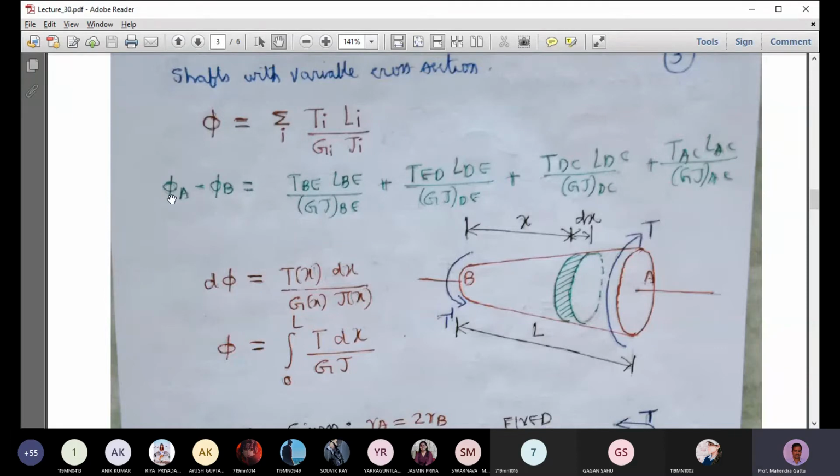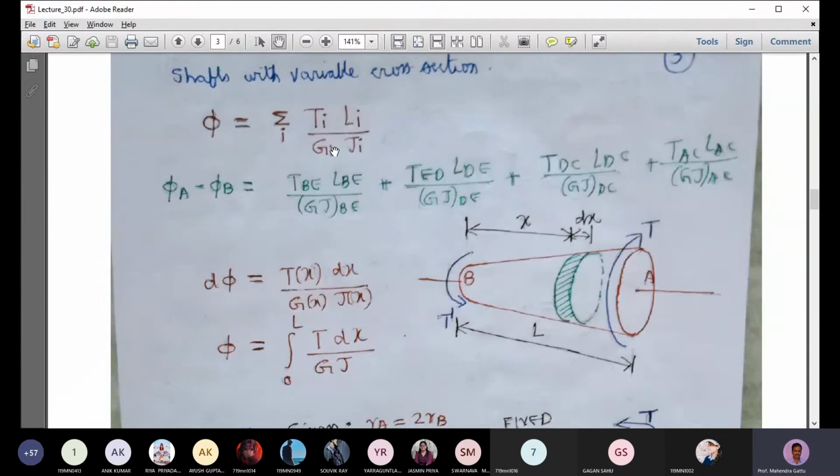Okay, so we have that phi A minus phi B as the sum of all those TL by GJ terms for each segment. So we can write it mathematically like this: phi is equal to sigma over i of T L by GJ over each segment. i represents a segment: segment 1, segment 2, segment 3, segment 4. T represents the internal torsional moment, the torque, in that segment. L represents the length of the segment. G and J represent the shear modulus and the polar moment of inertia of that segment.